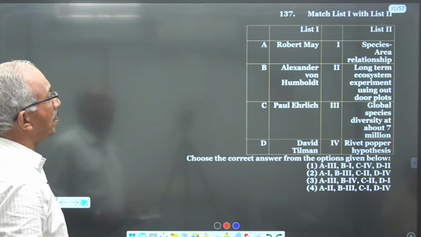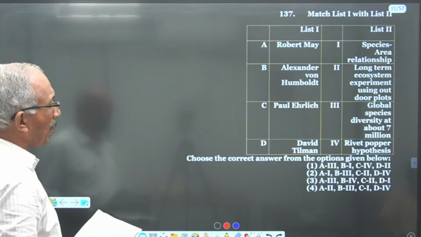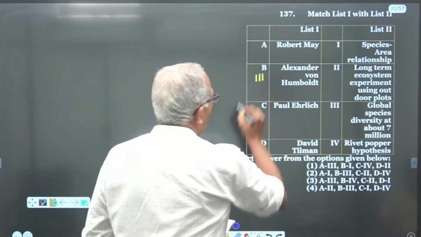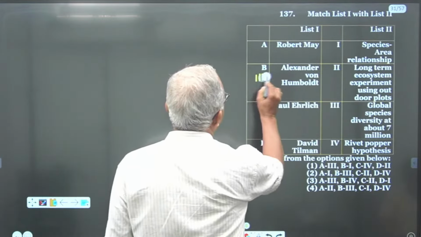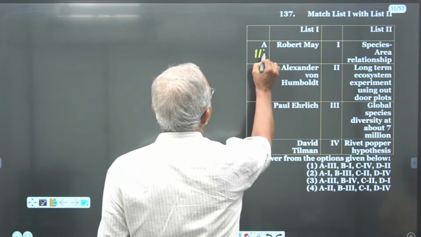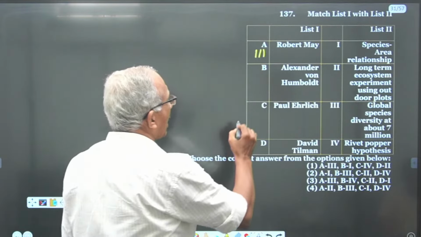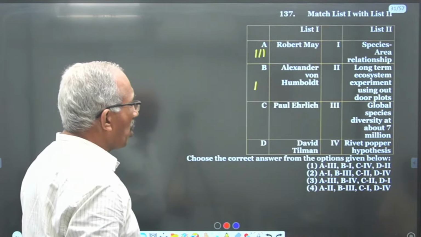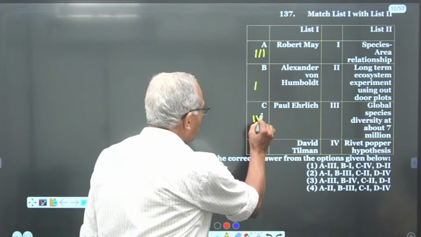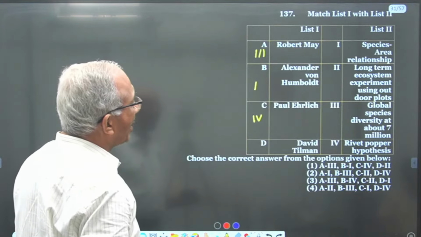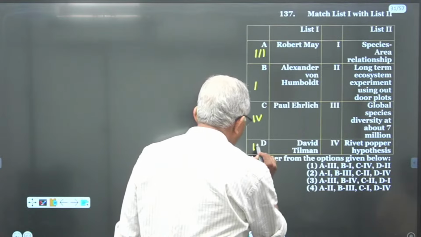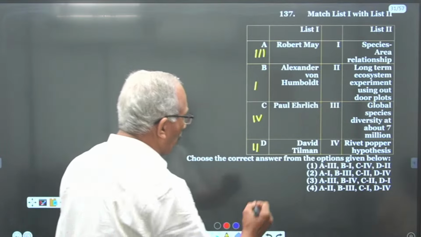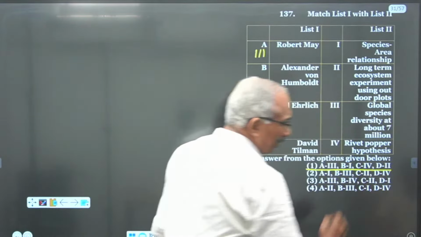Next is match the following. Here, Robert May estimated the global species diversity. Alexander von Humboldt, species area relationship. Paul Ehrlich, Rivet Popper hypothesis. David Tilman, long-term ecosystem experiments. A3, B1, C4, D2. Option 1.